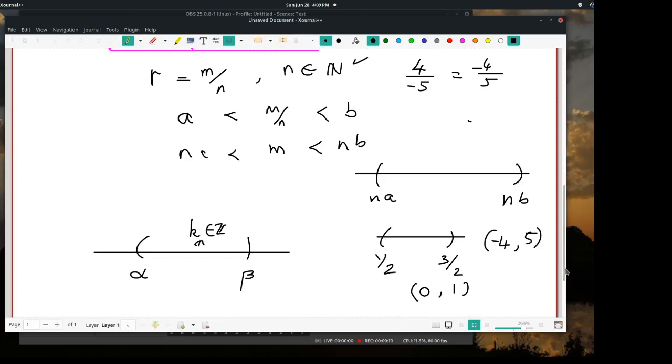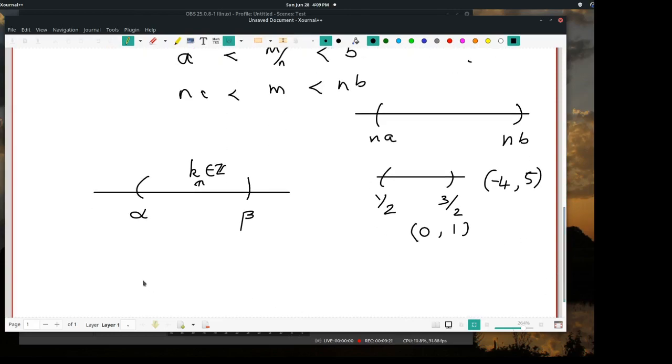Okay. The condition is if the length of the interval, namely beta minus alpha, is strictly greater than 1, then it will contain an integer. This intuition we can actually prove by using the greatest integer function. We are going to do it in a minute.